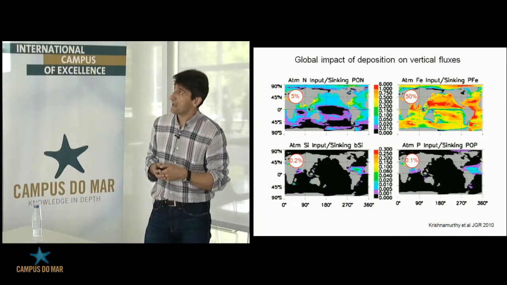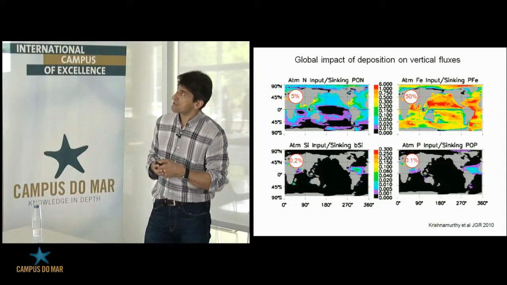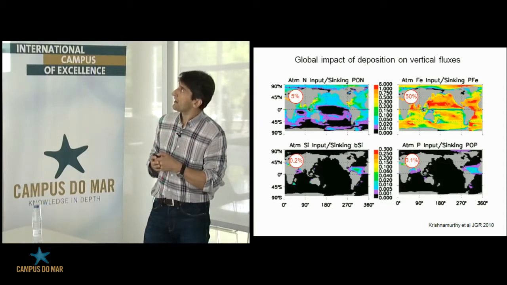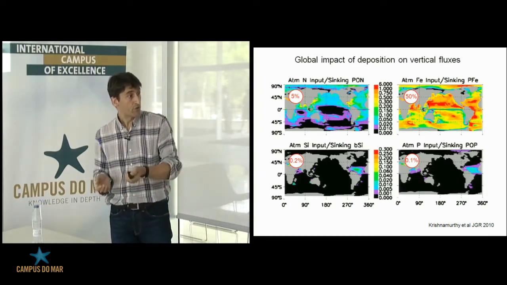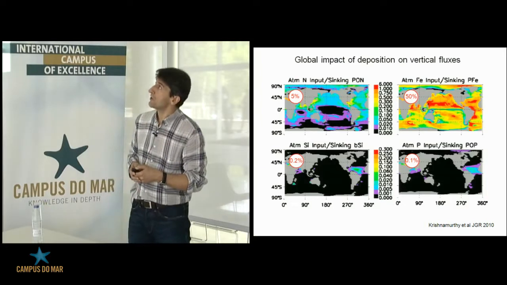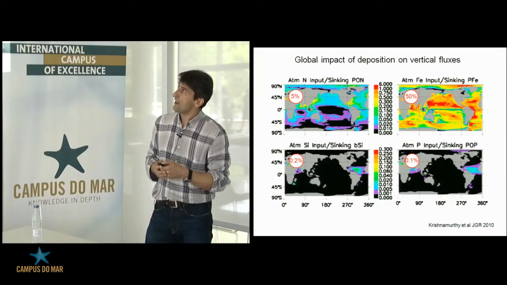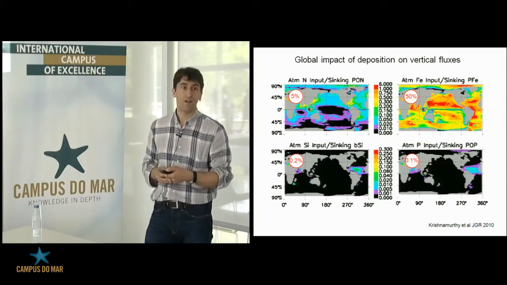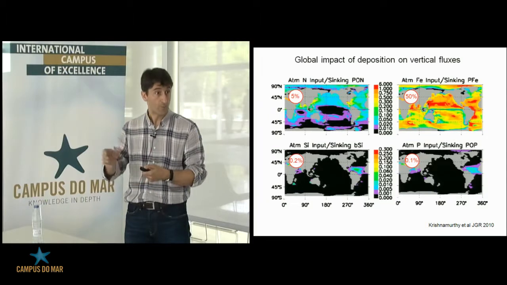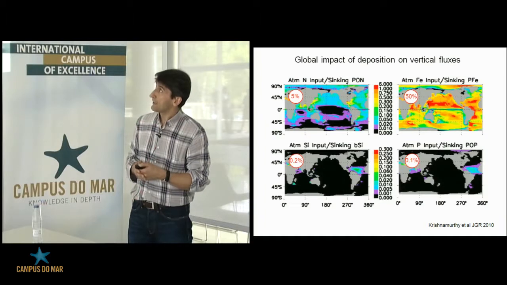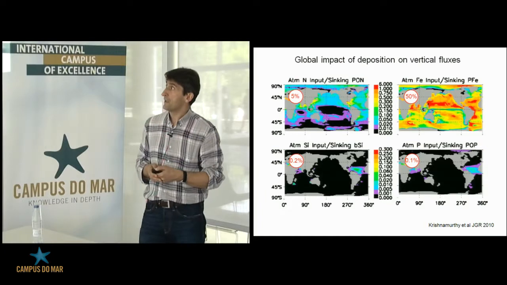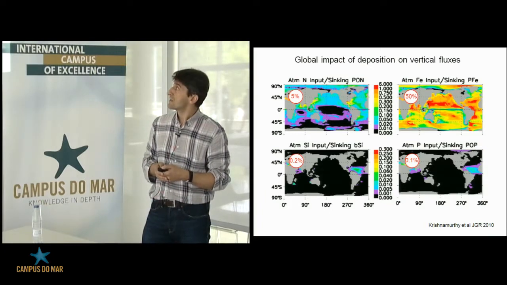Because at the end of the day, assuming steady state, the sinking flux of silica or organic nitrogen, iron, phosphorus must be compensated by an input of new material. Okay, so what they come up with is these global estimates for how much the atmospheric flux contributes to this export flux of phosphorus, iron and nitrogen to the interior of the ocean. And it's 5% globally for nitrogen, and it's less than 0.5% for silica and phosphorus.